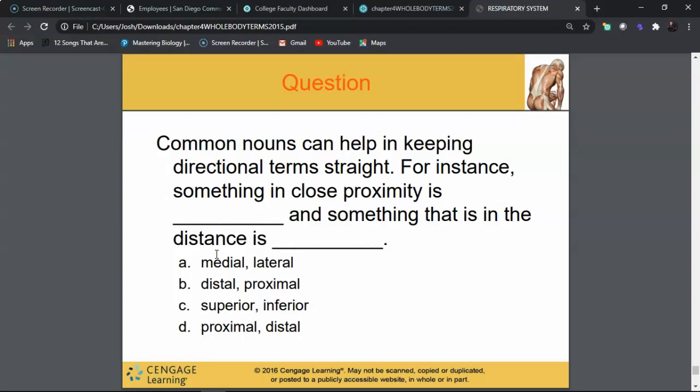Okay, so common nouns can help in keeping directional terms straight. For example, something in close proximity is blank, and something that is in the distance is blank. So basically what we're doing is finding synonymous terms with these. We're looking for a synonymous term with something that's of close proximity and something that is in the distance. And so we talked about those two terms. We have proximal and distal. So something that is close in proximity is proximal, and something that is farther away is distal, which would be D.